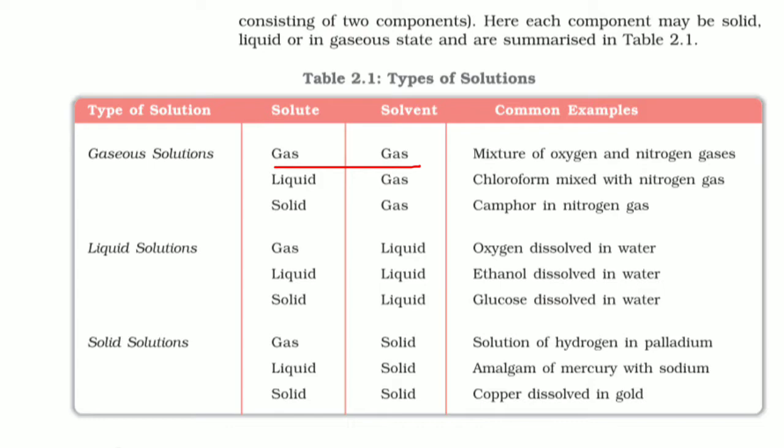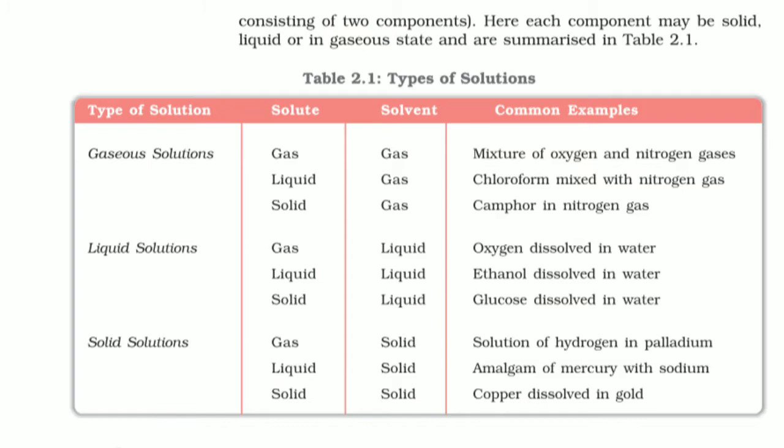And the second subcategory of the gaseous solution is liquid in gas. An example of it is chloroform mixed with nitrogen gas. And the third subcategory of gaseous solution is solid in gas. Example, camphor in nitrogen gas.